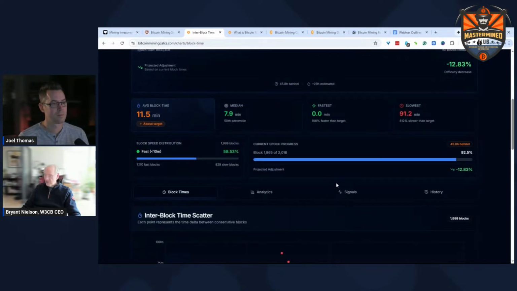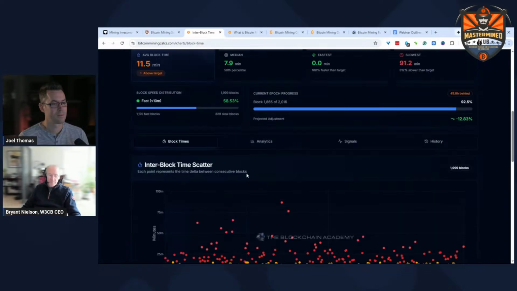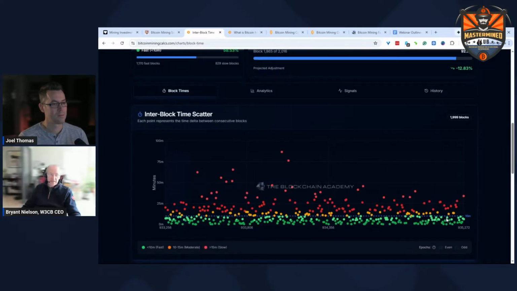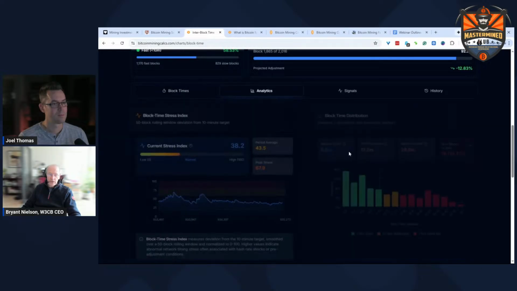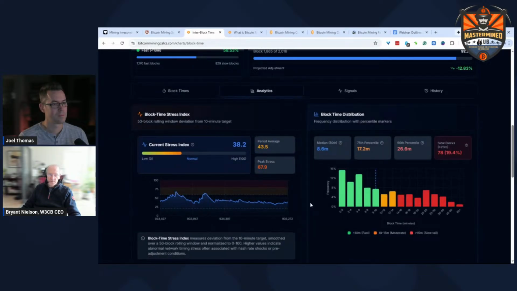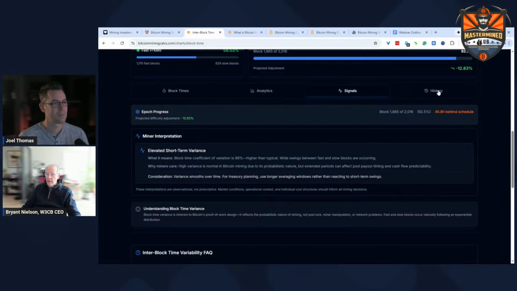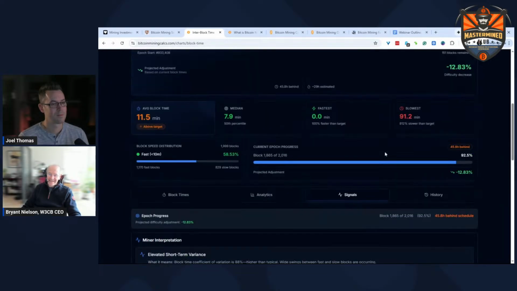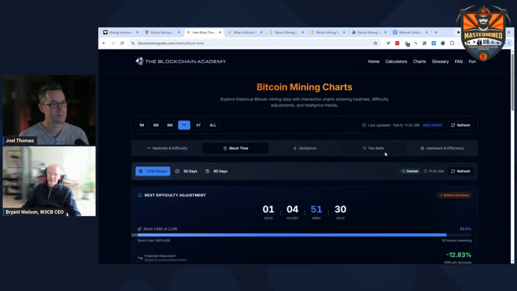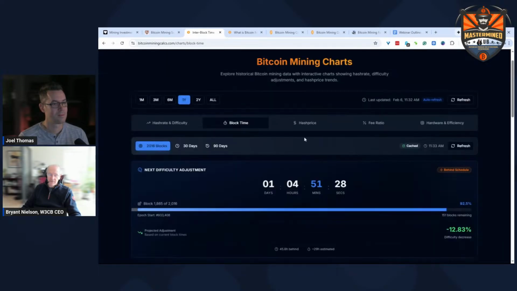It allows you to look at all of these different things from a different standpoint. Here's a scatter plot of how it's worked. You can then look at the analytics to understand more about what the signals mean based on the current information. And again, all of this data is updated literally every 5 minutes, so you're not getting quite the latest information, but it is an amazing amount of information.